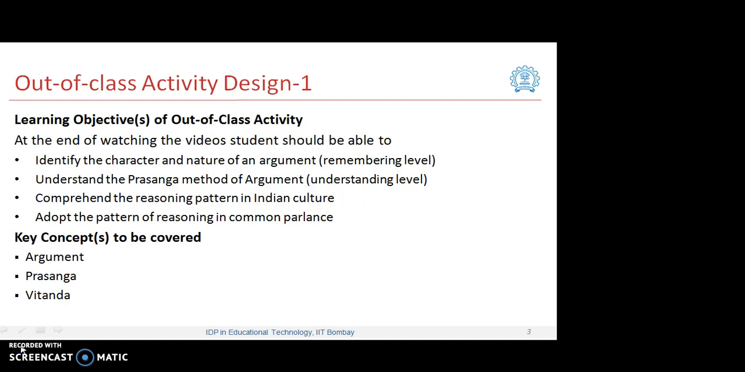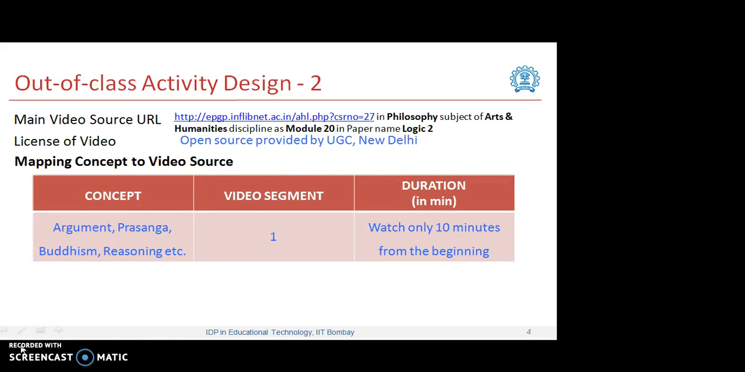So the learning objectives of the out of class activity are as follows. At the end of watching the video, the student should be able to identify the character and nature of an argument, understand the Prasanga method of argument, comprehend the reasoning pattern in Indian culture, adopt the pattern of reasoning in common parlance, and the source which we are using for this class is available on the EPG Pathshala program.